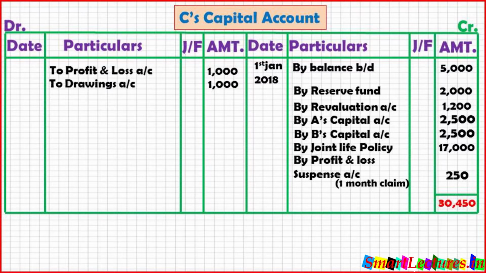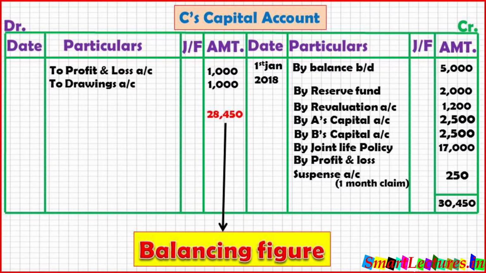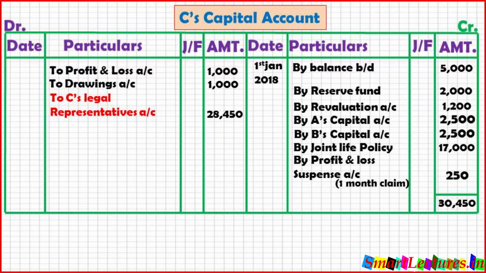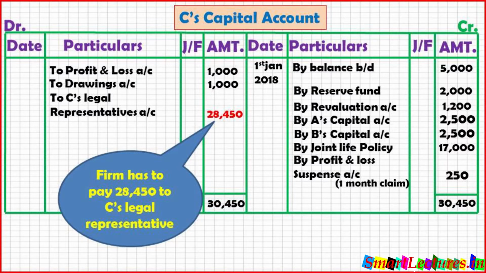In this way, on the credit side, the total is 30,450, and on the debit side, there are only two items, 1,000 and 1,000. So the balance is 28,450 on the debit side. This is the balancing figure. So this balance will be transferred to C's legal representatives account. So to C's legal representatives account, 28,450. In this way, you have completed C's capital account. It means in future, the firm has to pay 28,450 to the legal representatives of C. So be careful in this question. The working notes should be clear on your answer sheet.